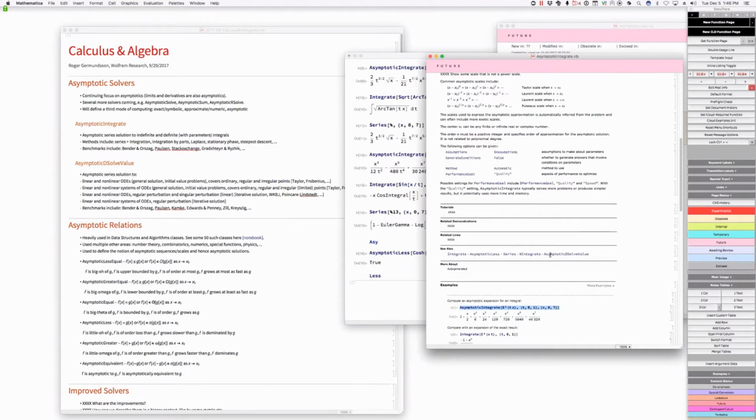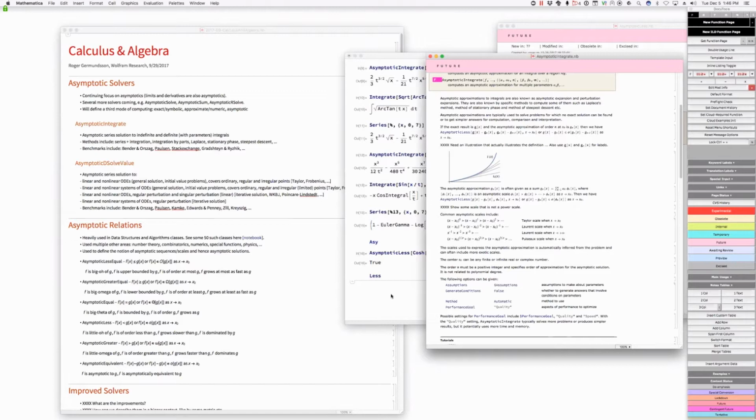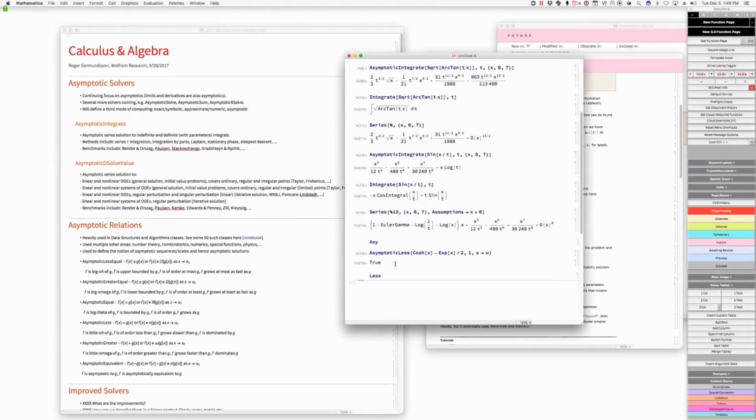Okay, you just scroll by it. Yeah, but look, Roger, the thing that I'm concerned about is asymptotic integrate is a series-like function that specifies an order of expansion. But asymptotic less order means order in the sense of this order, not order in the sense of polynomial degree.